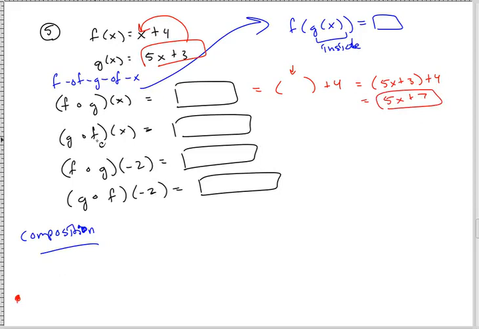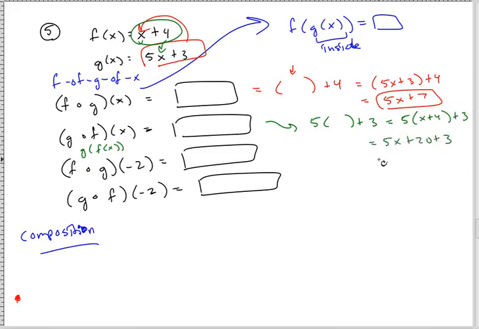And so this here is the g of f of x. Let me use a different color. G of f of x. Notice that f is on the inside now. I'm going to take this and plug it into the x right there. So my original is going to be 5 blank plus 3. Again, what goes inside the blank is going to be this x plus 4, and then plus 3. Distribute the 5. So 5x plus 20 plus 3, 5x plus 23 is your answer there.